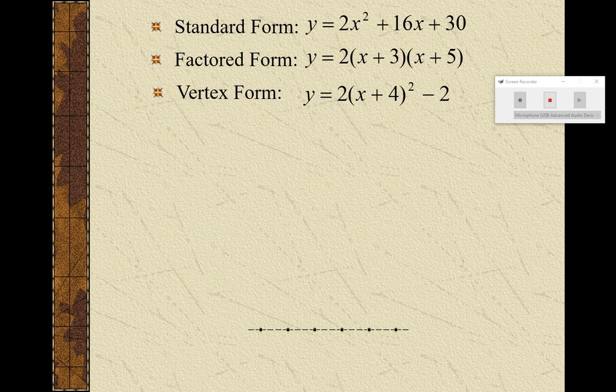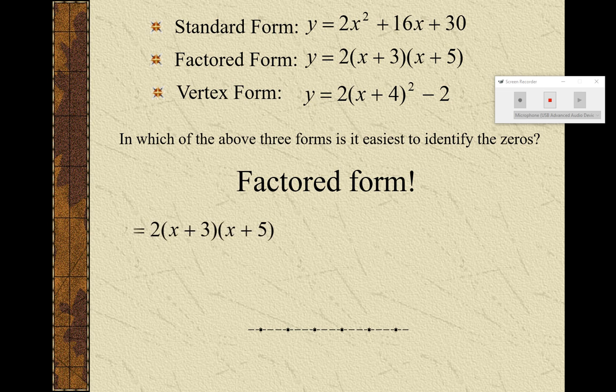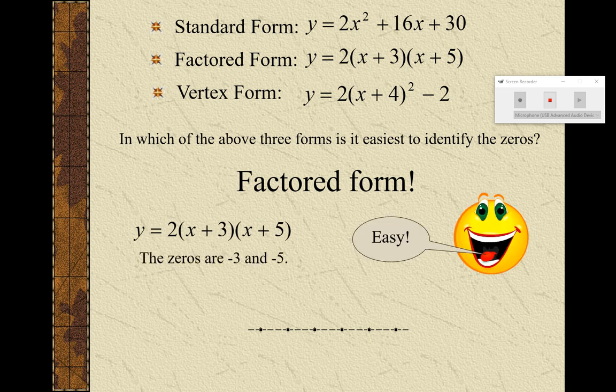In which of these 3 forms is it easiest to identify the zeros? By far, not even close, no comparison, one of these is way easier to pick off the zeros. Ben? Factored form. It's why we put it in factored form, so we can easily pick off the zeros. And here, factored form, here it comes. If I wanted to find the zeros of this thing, I just look at it and go, there they are, -3 and -5. It might be the whole reason to factor at this point: if I want to find the zeros, factored form will easily give me those zeros.